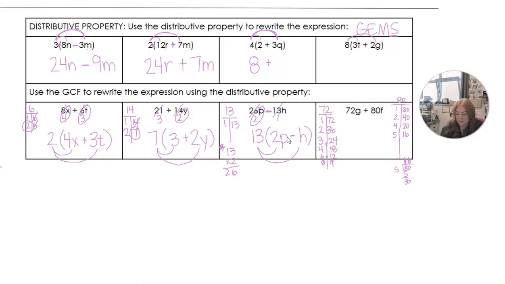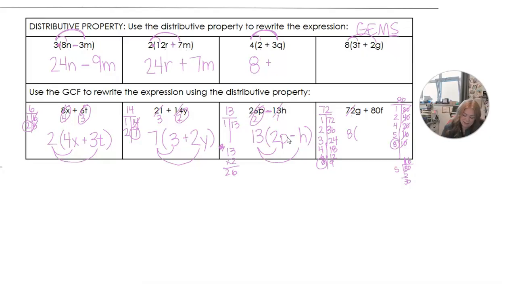Okay, 6. 6 can't because we have to have 2 and 3 for 6 to work. Okay, so 7 does not go into 80, but we know 8 does. 8 and 10, and then there's all of them. So we know it's not any of these. So it looks like our GCF is 8. 8 is the biggest number that goes into both of them. So we're going to pull it out.